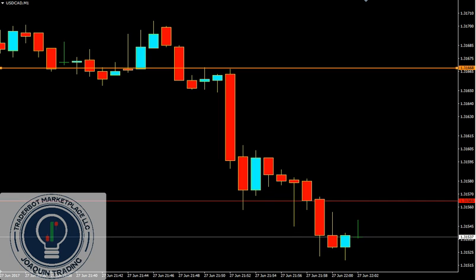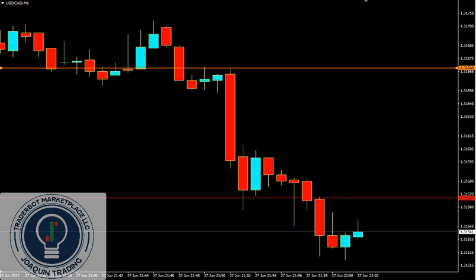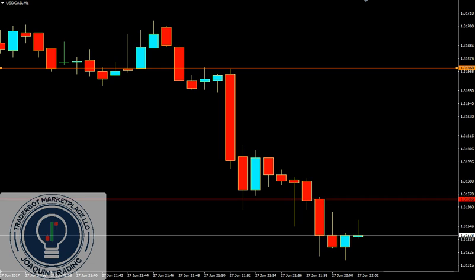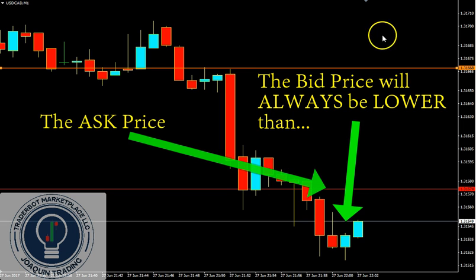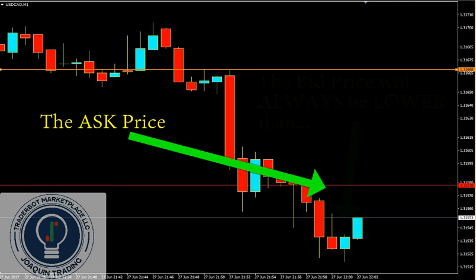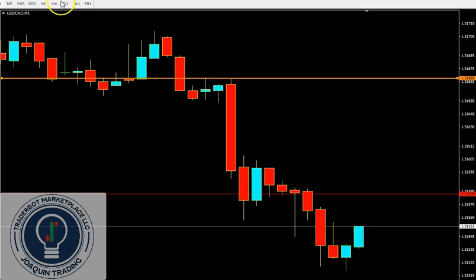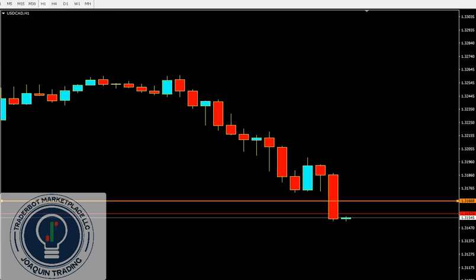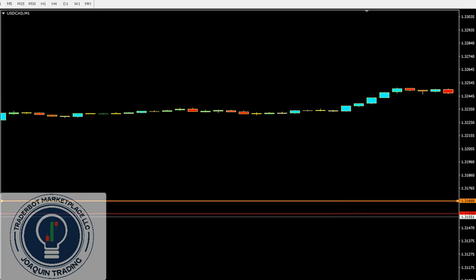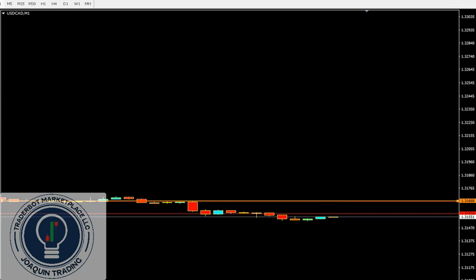The top line is the ask price, and the bottom line is the bid price. We're looking at a 1-minute chart right now. If you want to change this to an hourly chart, the bid-ask spread is not going to be nearly as high as it is right here. You can see right now that the bid-ask spread is very small in comparison to the candles. But you go down to a 1-minute chart, and it's going to be larger.